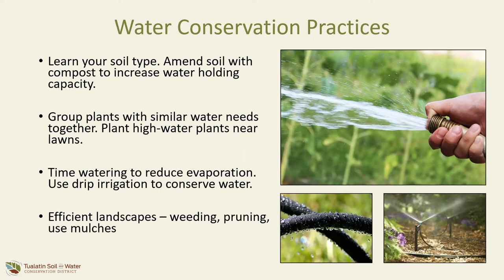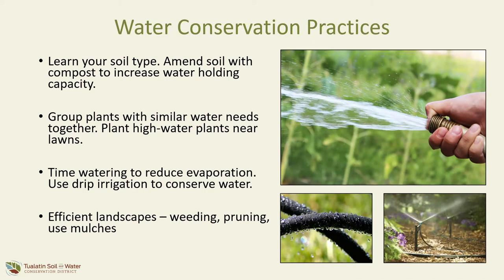Plant type and placement also impact your landscape's ability to hold water. By grouping plants with similar water needs, you're going to make watering much easier so that you can just water them all together. If you are planning on putting plants that do have high water needs, plant those near lawns so that they can absorb any runoff as you're watering your lawn.